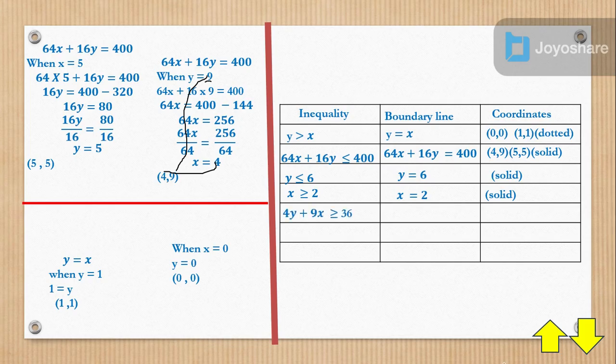So lastly, this equation: 4y plus 9x greater than or equal to 36. Now use the same method as equations 1 and 2. Then you'll get this: 0, 9, 4, 0. You try that out, you'll see how the coordinates come about. Okay, now also we have this. I'll explain this.